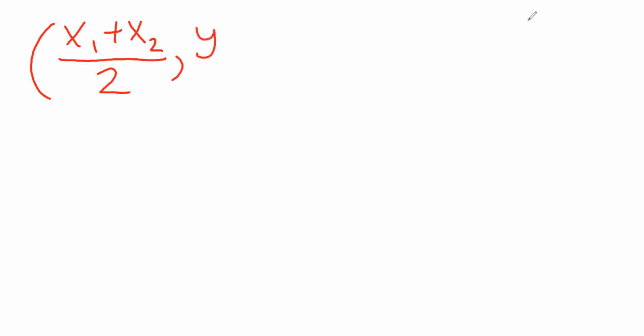And then you're going to find the average of the y coordinates. So you take the y1 plus y2 and divide it by 2. That is your formula, for lack of a better word. Let's go ahead and do an example.